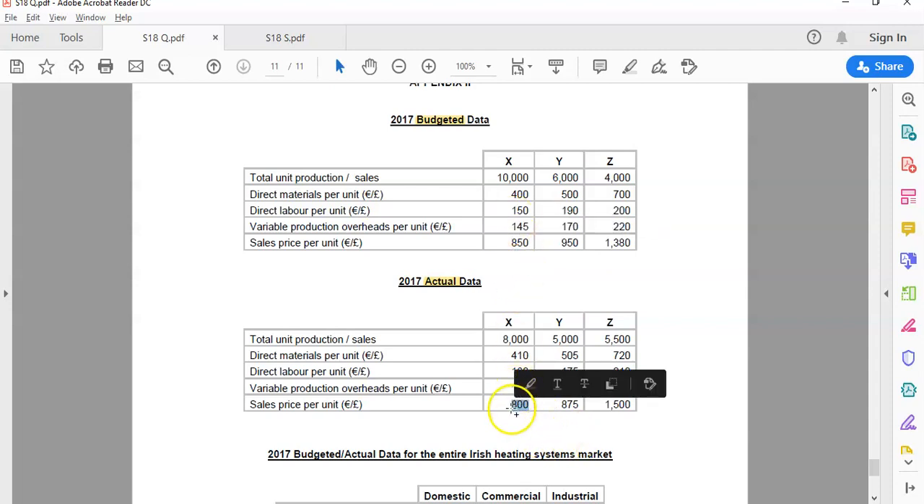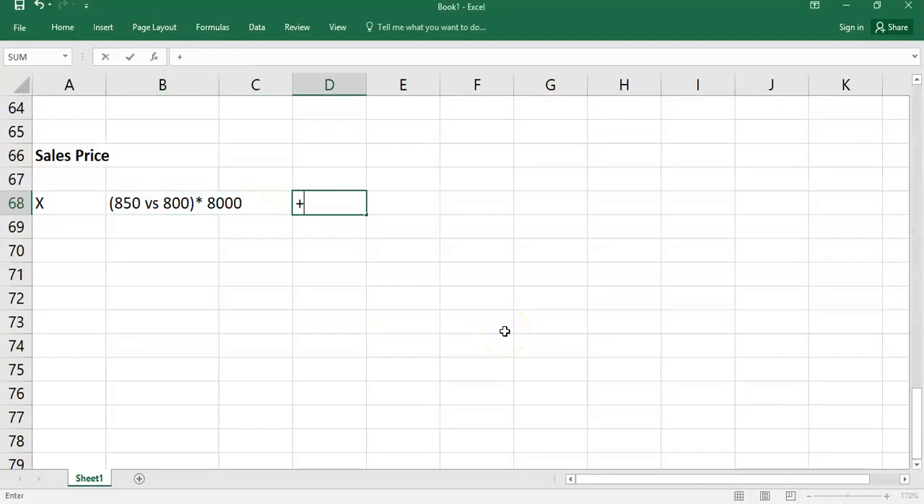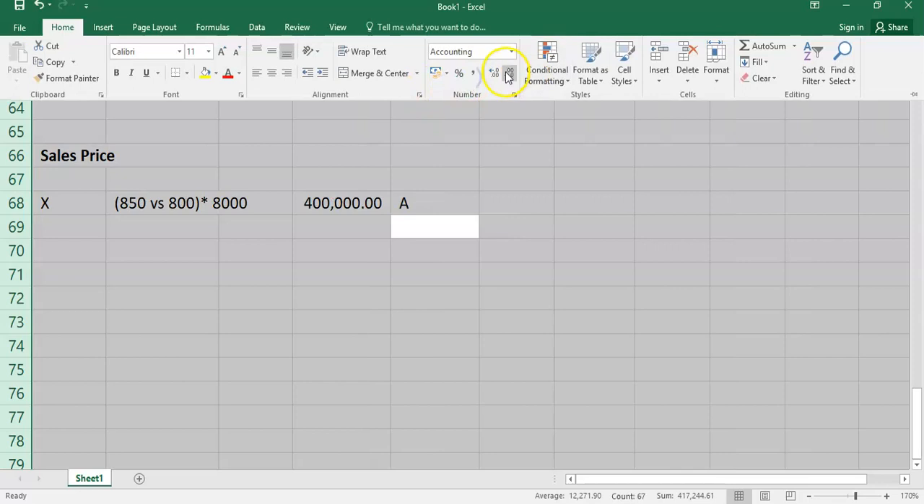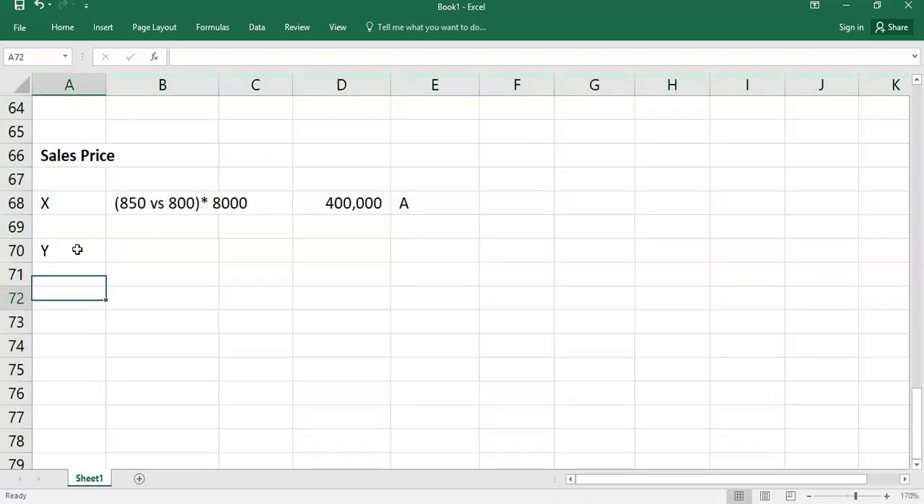So you're 50 adverse, and it's going to be multiplied by the actual volume. So here, 850 versus 800, and you always multiply by the actual quantity, which is 8,000. So in this case, this is going to be an adverse 50 times 8,000, adverse. And we'll just tidy it up so it's in clear thousands. So 400,000 adverse is your sales price variance for product X.